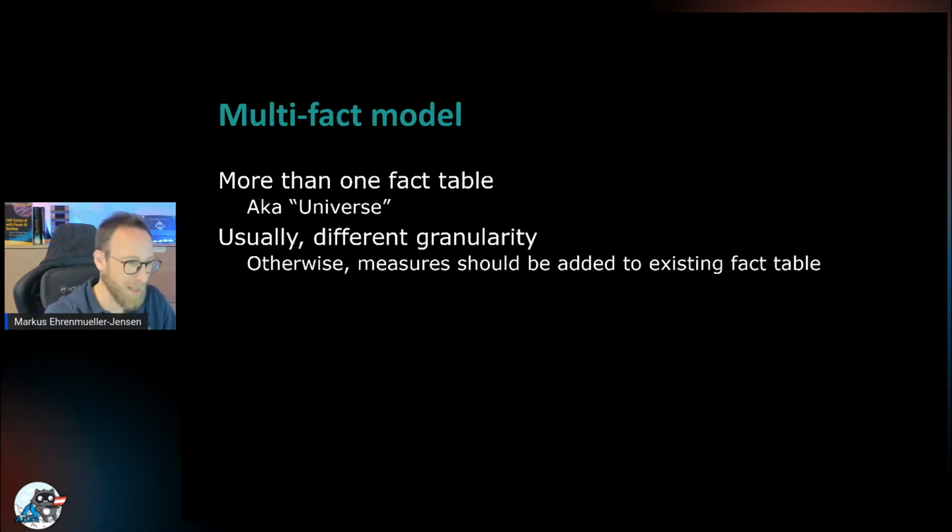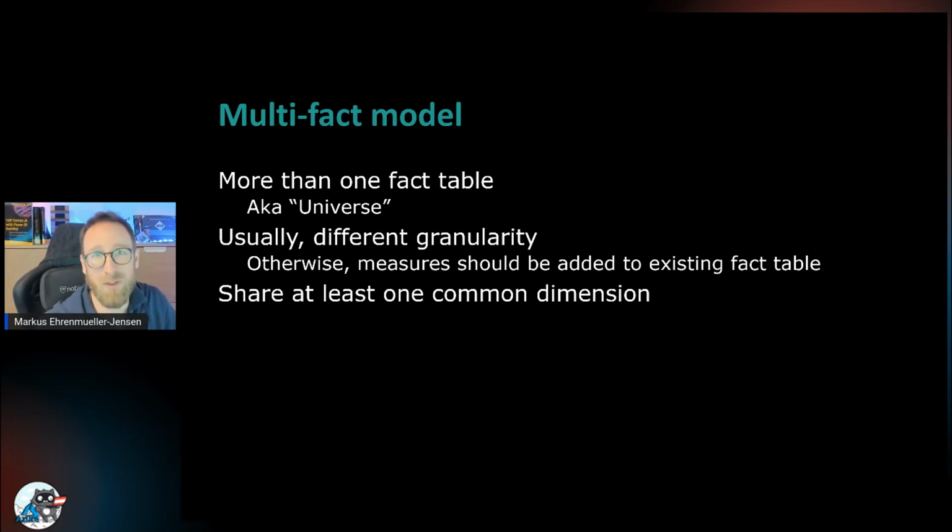And at least they should share one, hopefully more than one, common dimension. Otherwise, I would not put this in one model, but make two different Power BI Desktop datasets, different Analysis Services Tabular databases out of that. So only if there are common dimensions, then I would model this in one single model.